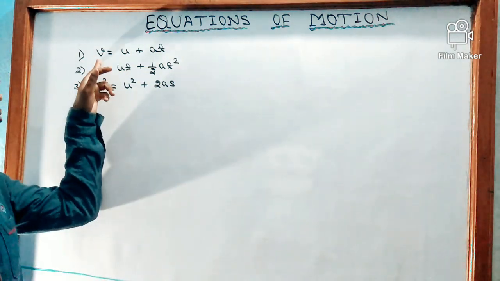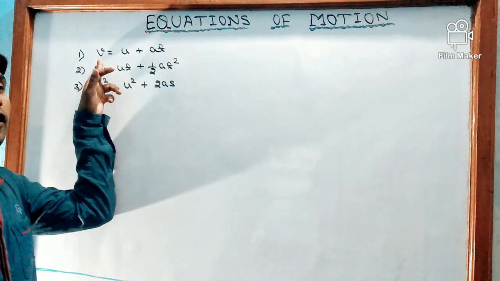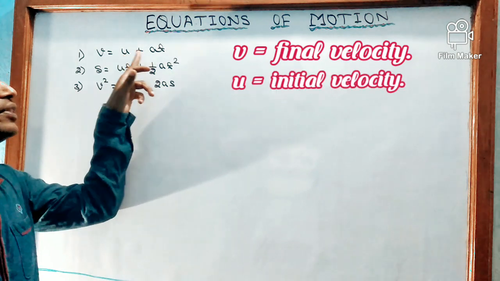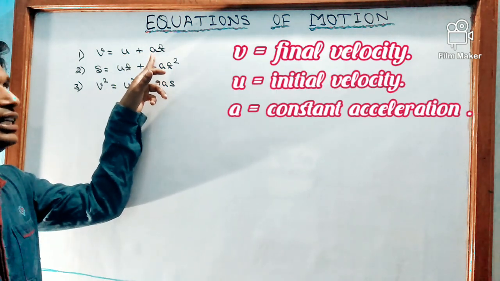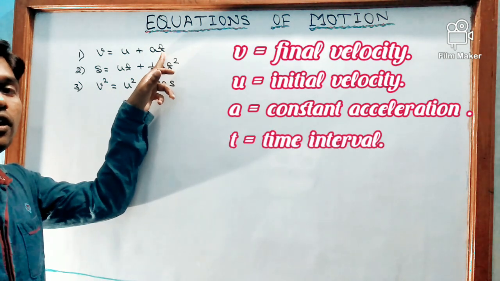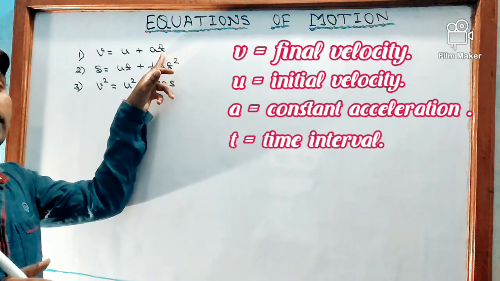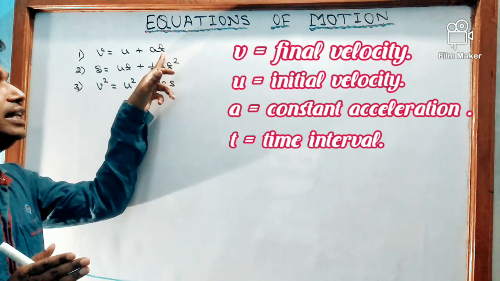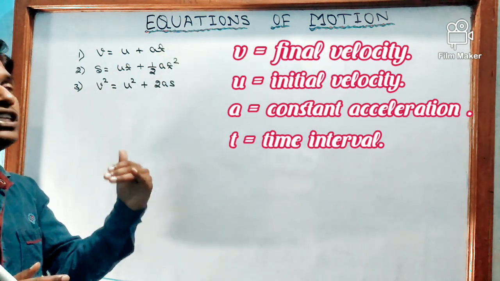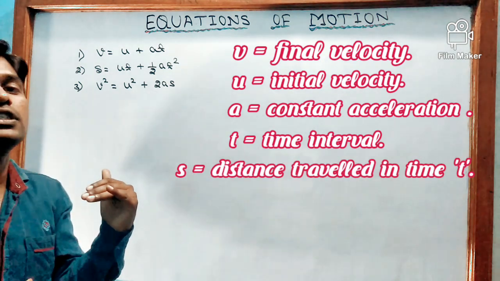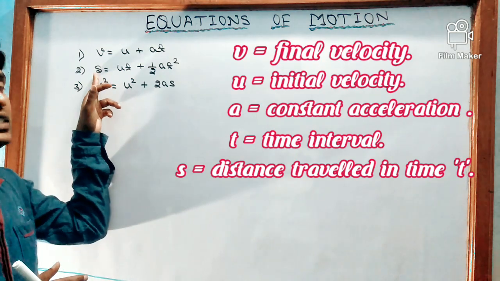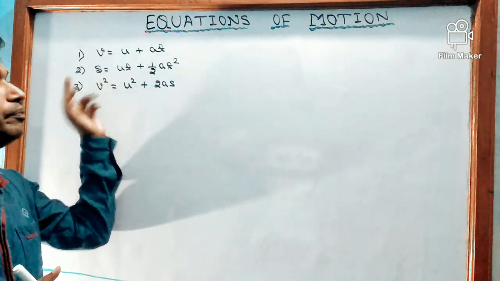Let us see. v represents the final velocity, u the initial velocity, a the constant acceleration, t the time taken during which the body acquires the velocity from u to v, or the time in which the body travels a displacement s, or distance s. s is the distance traveled.